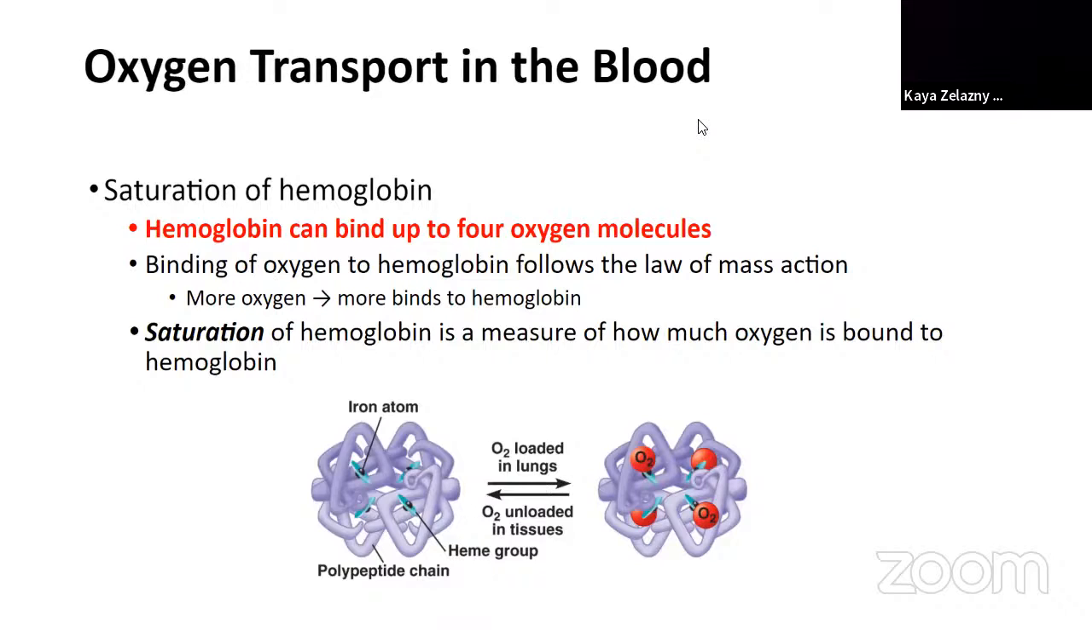So every hemoglobin molecule can bind up to 4 oxygen. So we have 4 spots. We have those 4 heme groups with the iron in them. So we looked at that structure in our last unit. Binding oxygen to hemoglobin follows the law of mass action, which is to say if we have more oxygen, more of it is going to bind to hemoglobin because more of it is around, more of it is coming into contact with the hemoglobin. So we could have no oxygen, we could have just one oxygen.